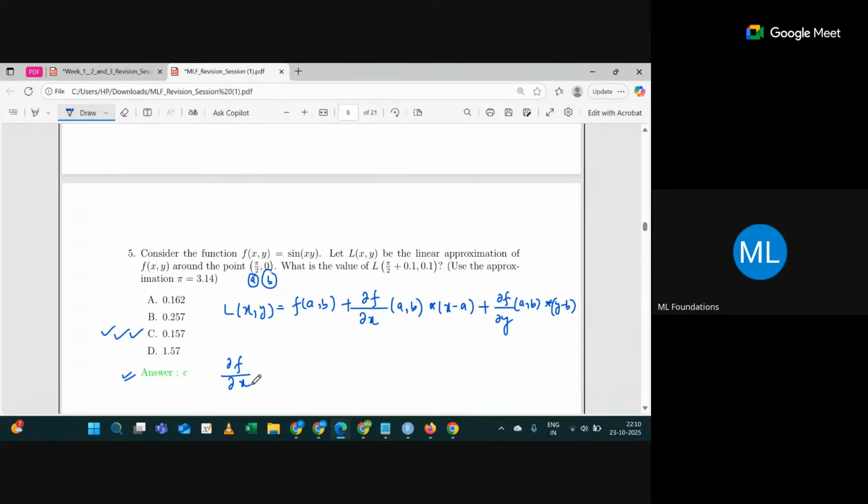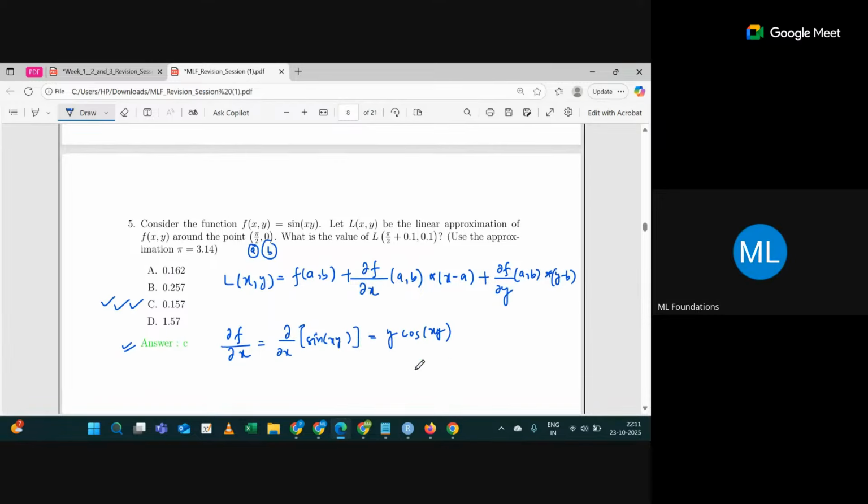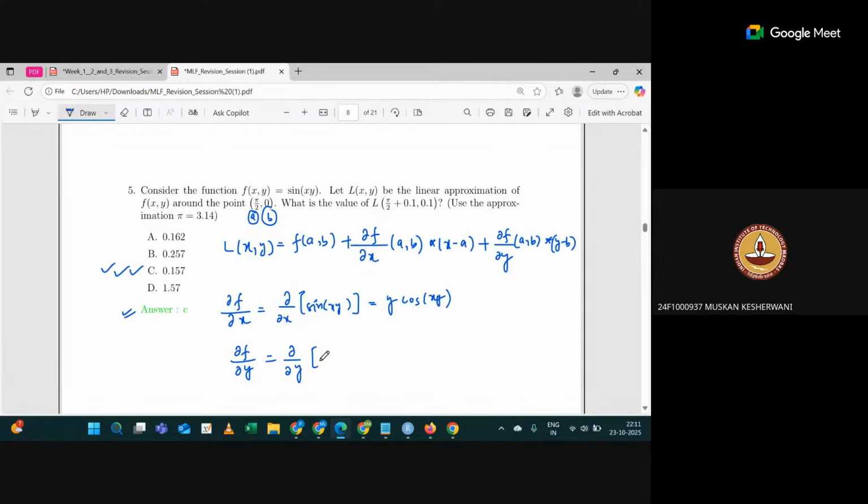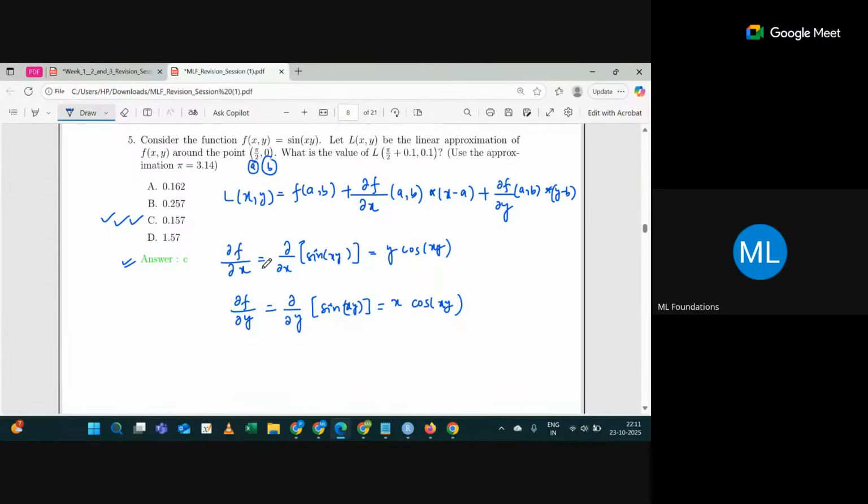Basically del of del x of sine of xy, so this is nothing but y into cos xy. Now what about del f del y? It is x into cos xy. Now we have to evaluate at the point pi by 2 comma 0. Yes or no? That's what we have to do.